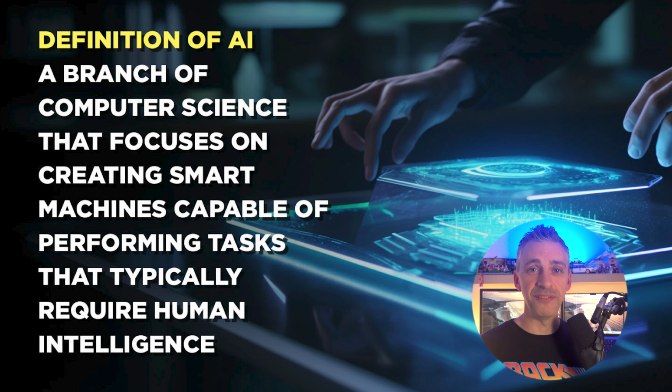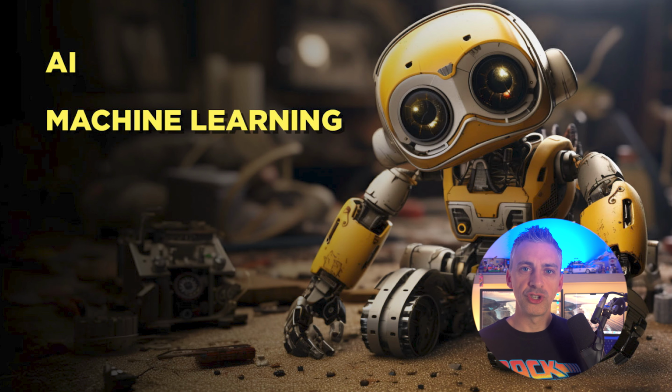But a definition of AI. AI is a branch of computer science that focuses on creating smart machines capable of performing tasks that typically require human intelligence. And now we're going to look at some terminology that's often associated with AI. We've looked at AI. AI stands for artificial intelligence. We've just read the definition.